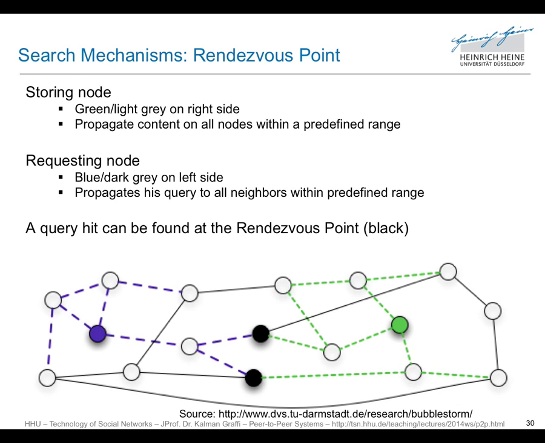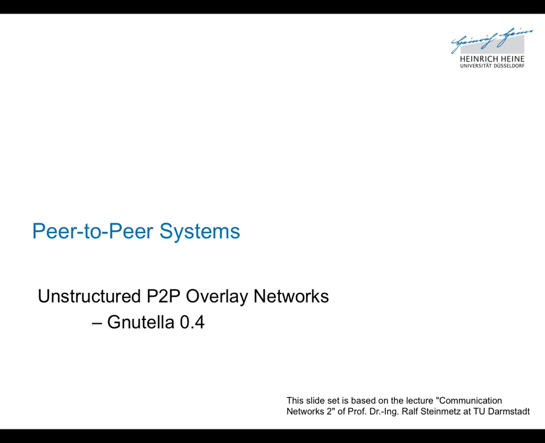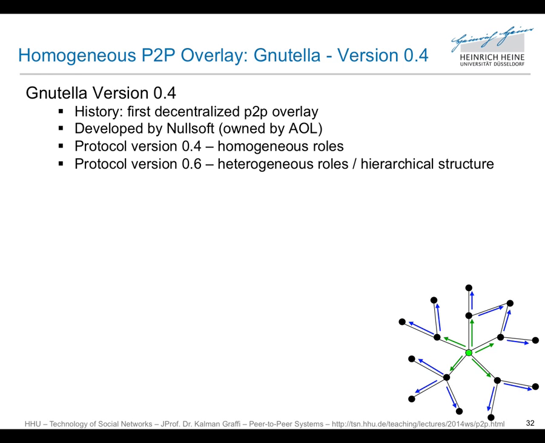Okay, so we got to know 4 search types: the flooding, the little modification, the expanding ring, the random walk, and now this rendezvous point. Next we will learn about the protocols which implement these concepts for unstructured peer-to-peer networks. We start with Gnutella 0.4, as this is a very nice example of how the flooding can work.